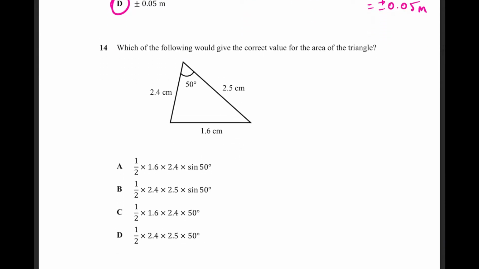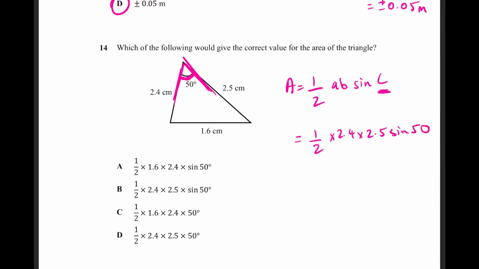Question 14. Which of the following would give the correct value for the area of a triangle? I've been given all 3 sides here, but in order to determine the area of a non-right angled triangle, it's half ab sine C. But this angle C is the angle bound by the 2 known sides. So I've got a side that is known, and that's the angle bound in the middle. So it's going to be half times 2.4 times 2.5 sine 50, which is B.